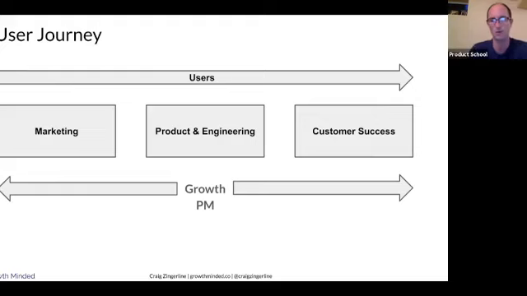The growth PM actually will work across this entire spectrum. It's a really fun role where you get to look at everything from really top of the funnel through really down funnel, and everything in between. So if you're the type of product manager who has an interest in marketing, then this is a great opportunity to get more involved in marketing. Or if you've got a strong interest in customer happiness or customer success, you can definitely dig in there too. And if you're more traditional and want to stick within the product and engineering world, you can also do that. But bear in mind, the growth PM generally will look at all of these aspects of the customer journey.